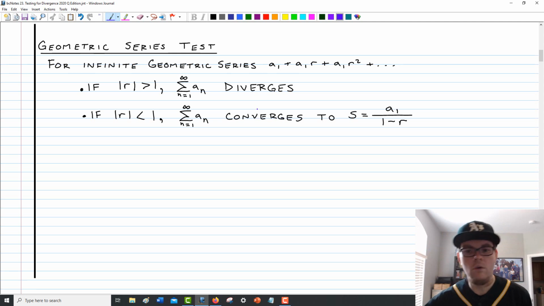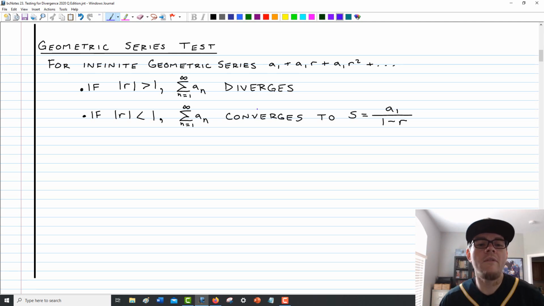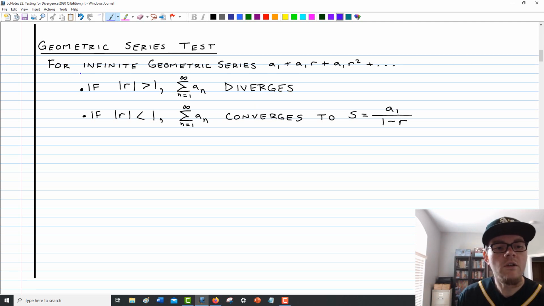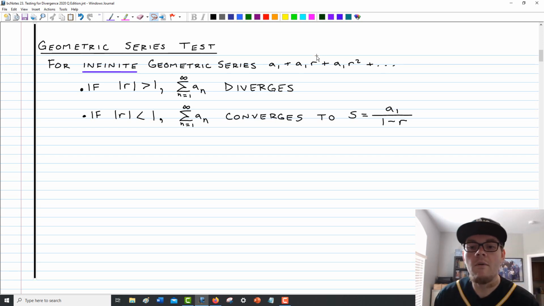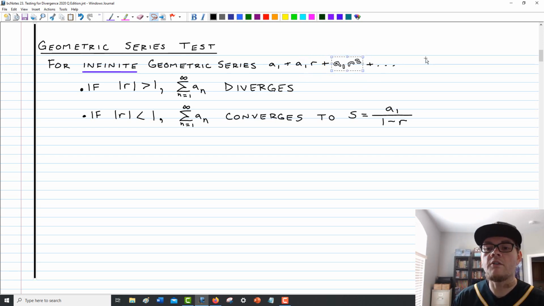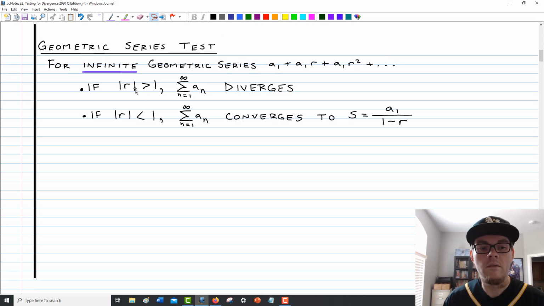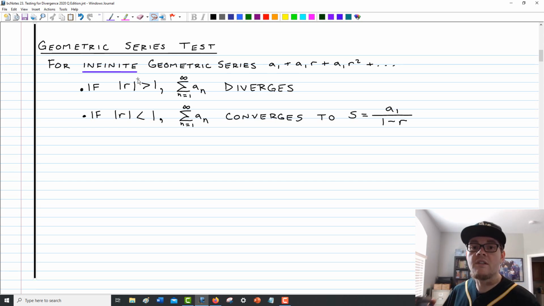Cool. So it says for infinite geometric series. Things worth pointing out here, especially if you're taking notes as you go: for an infinite geometric series, with those terms being added up, again multiplying by common ratio, a sub 1 r, a sub 1 r squared, etc. If the magnitude of the ratio is greater than 1, then we'll say that the series diverges. And again, I'll show you why that is in just a second.